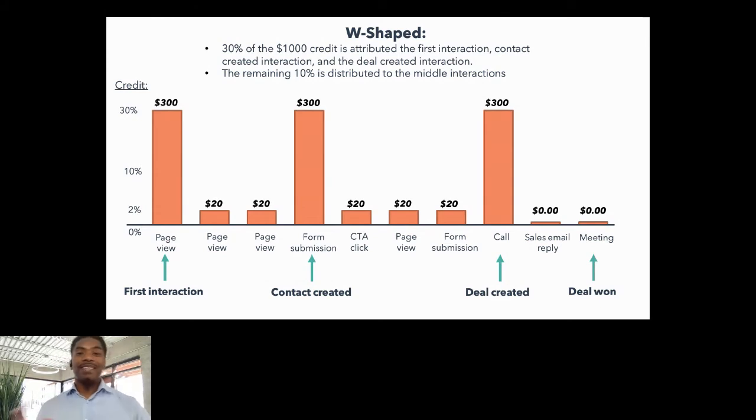So as you can imagine now, I've shown you several. We've got one more to go. There's lots of different ways to think about how you actually do attribution. And this is where you've got to play with them.